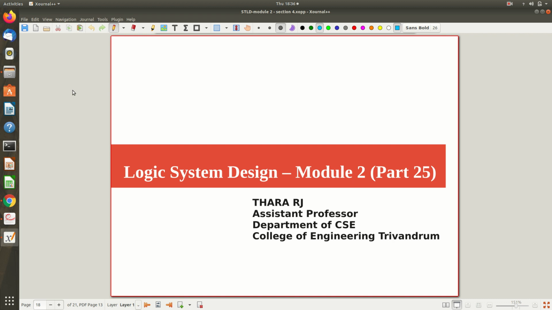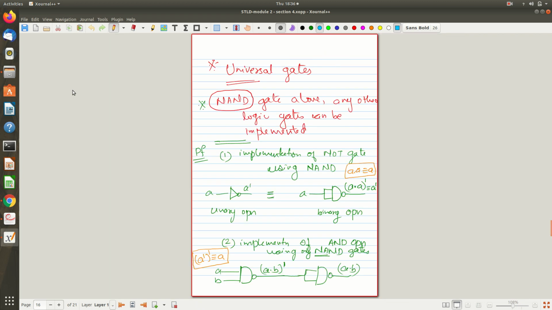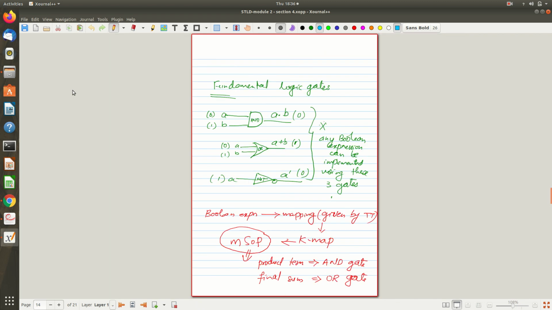See, in the last part what we were discussing is about the design of a logic circuit, right? So we already know about the basic gates, how things are working. This is what we were discussing in the last class, the fundamental logic gates, that is about the AND gate, OR gate, NOT gate and their notation, truth table, everything, right? And how about the implementation of a given logical operation?